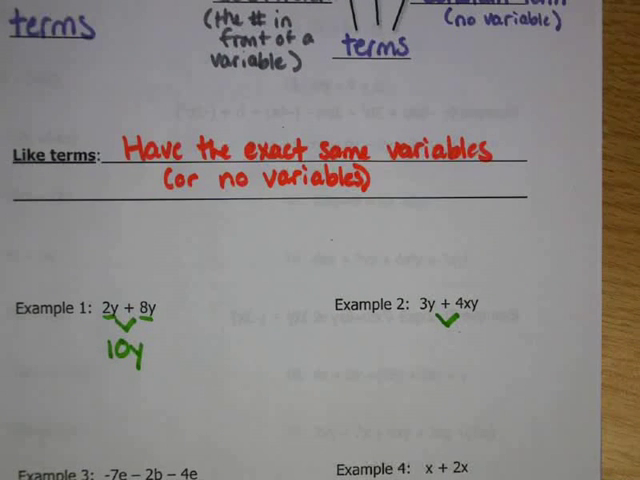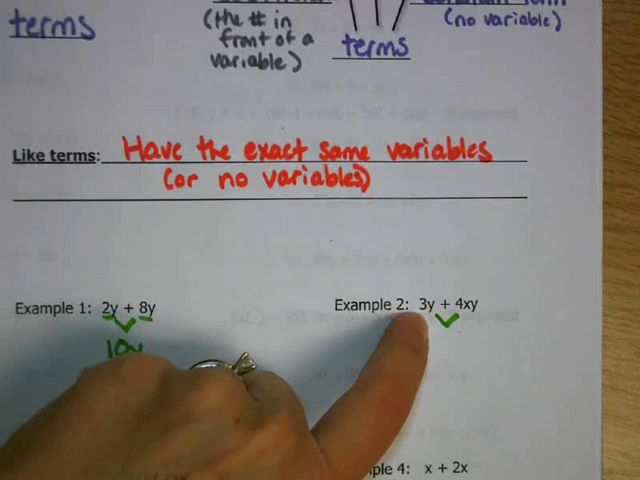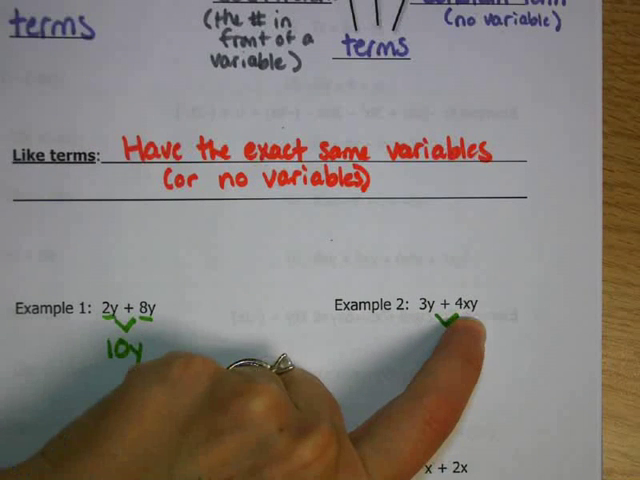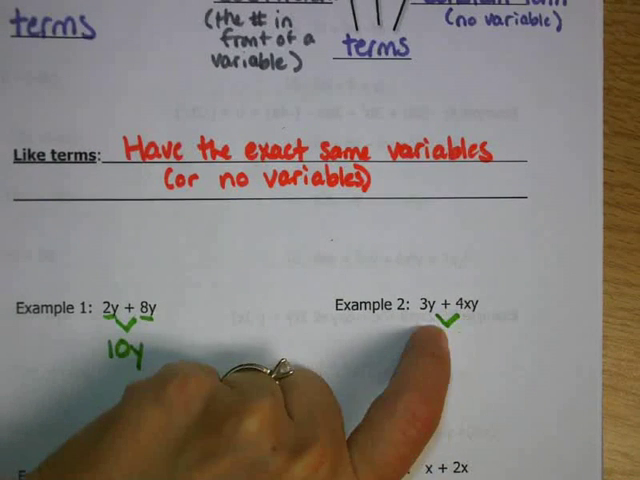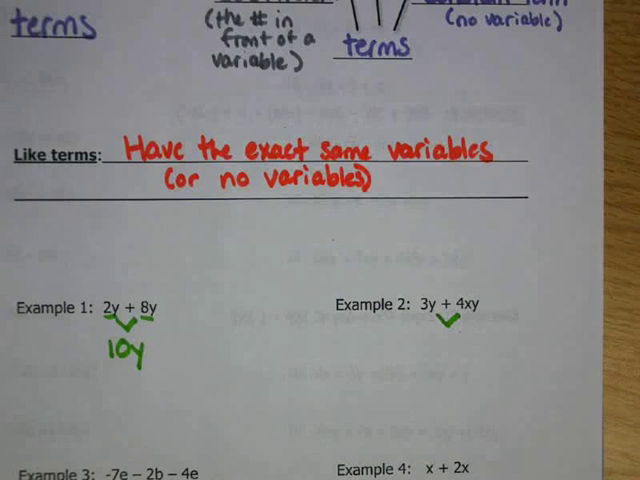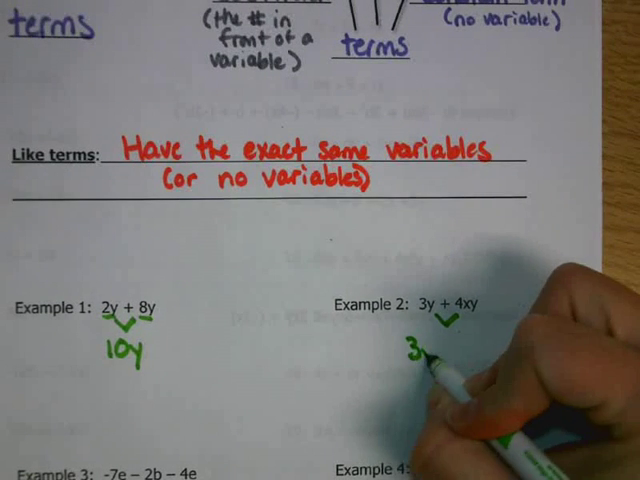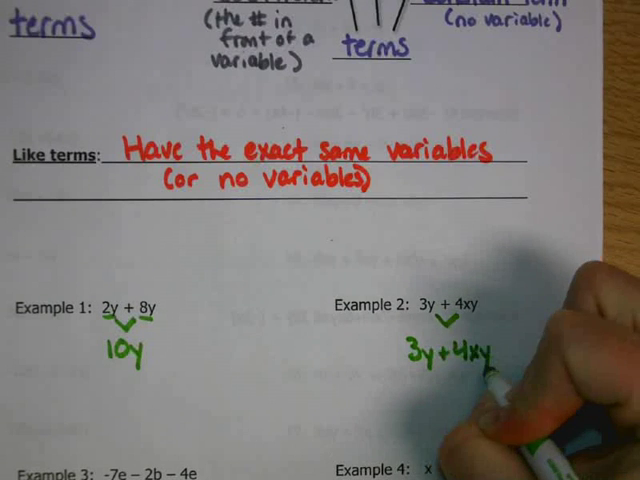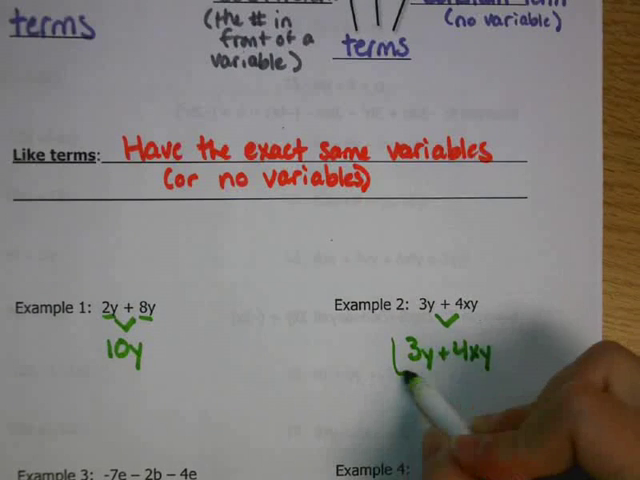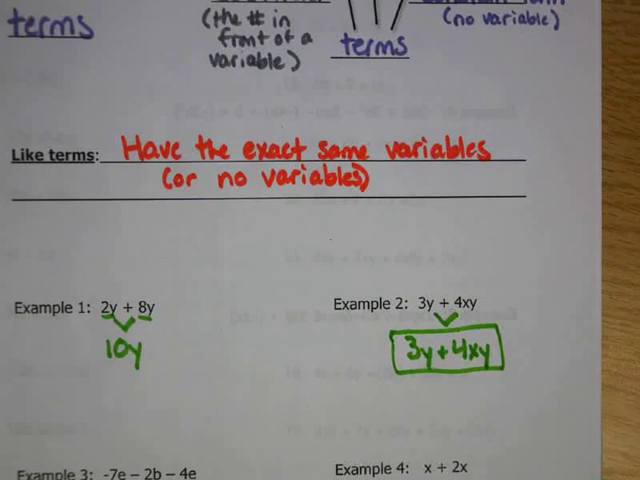Is it a like term? We've got 3y plus 4xy. Are they like terms? Do they have exactly the same variable? No, this one's got a y and this one's got an xy. So even though they both have y's, they're not exactly the same. We can't combine them. We can't do anything with that. We would just keep it the same. We can't simplify it at all. That would be our simplified expression.